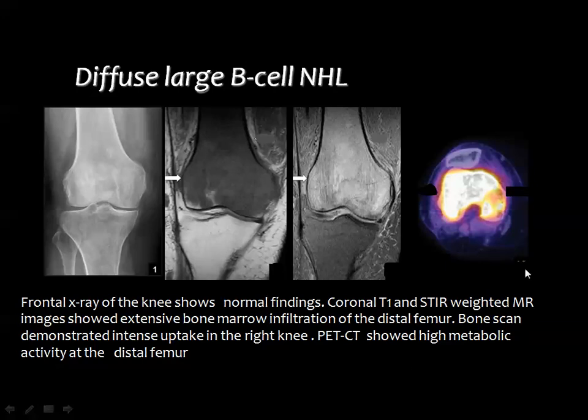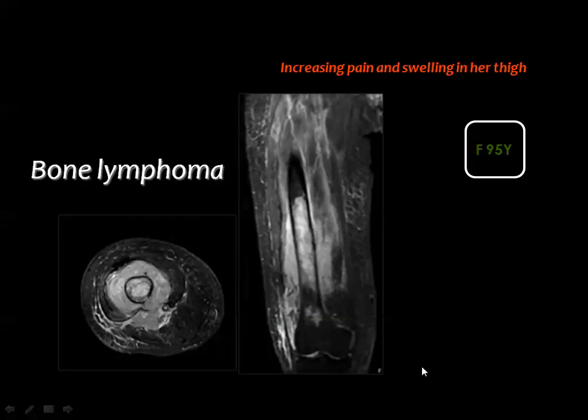And this is PET-CT of the same case showing marked metabolic activity in the region of the tumor. And this patient is 95 years old, presented by increasing pain and swelling in the thigh. And you see a marrow infiltrative pathology with extraosseous soft tissue component that is circumferentially surrounding the femoral shaft.